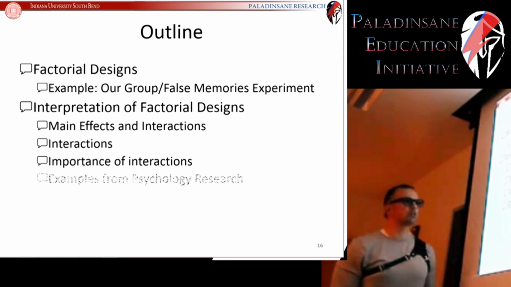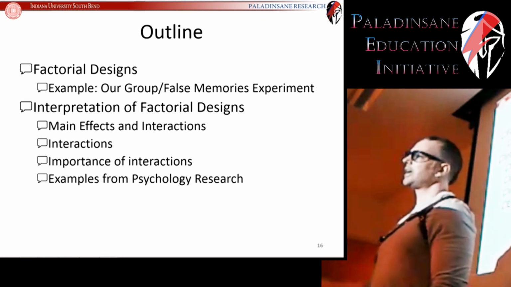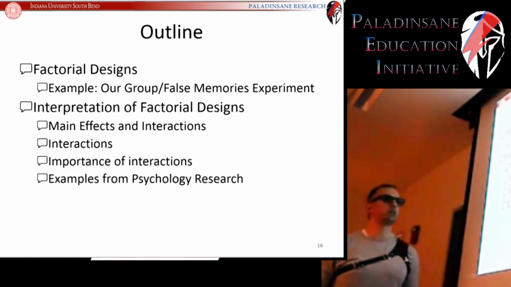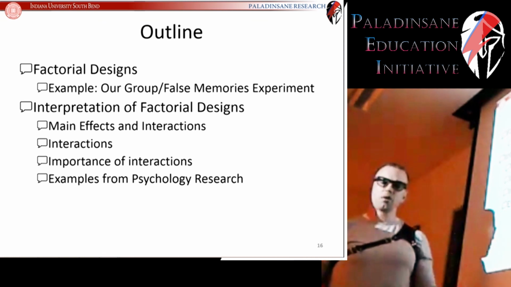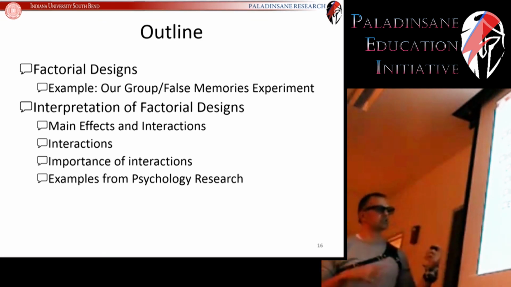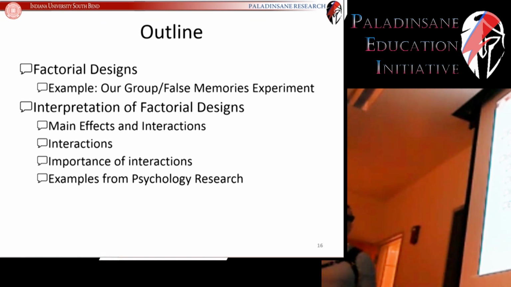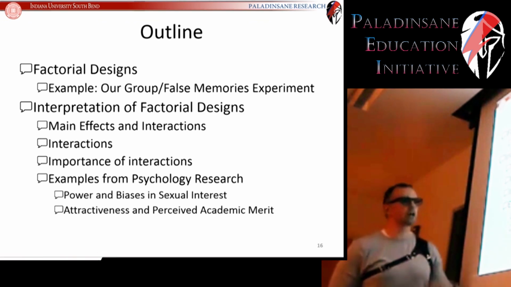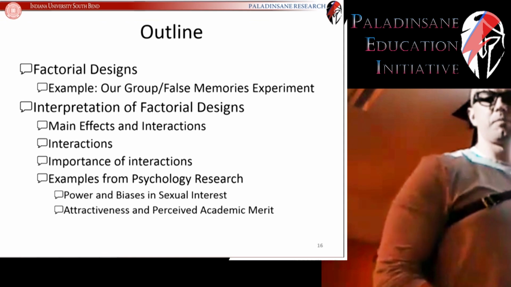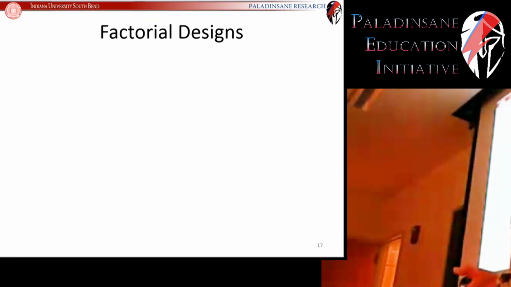So we'll take a look at the importance of those, and then we'll dive in and take a look at some examples from psychology research on learning styles, on perceptions of sexual interest, on the halo effect, and just see how this has been applied to answer those questions. So power and biases in sexual interest, attractiveness and perceived academic merit as well.